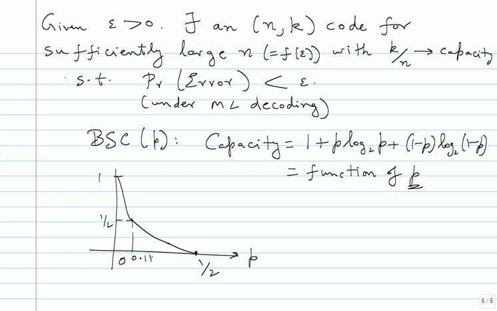Are there codes? The question is, are there codes which achieve all the points on this graph? Which can achieve capacity. For BSC, I think you can get close, but you can't get very, very close.